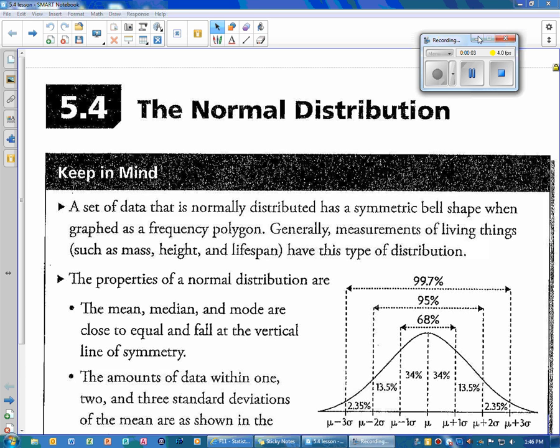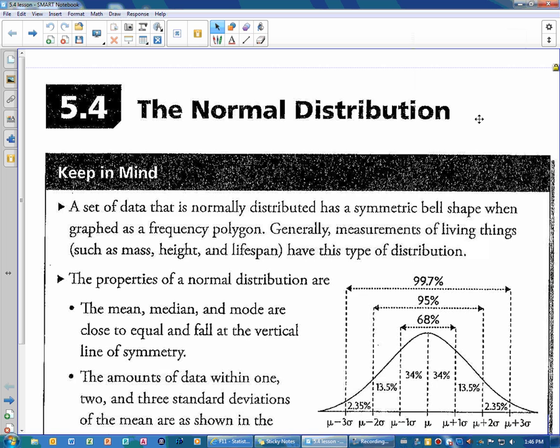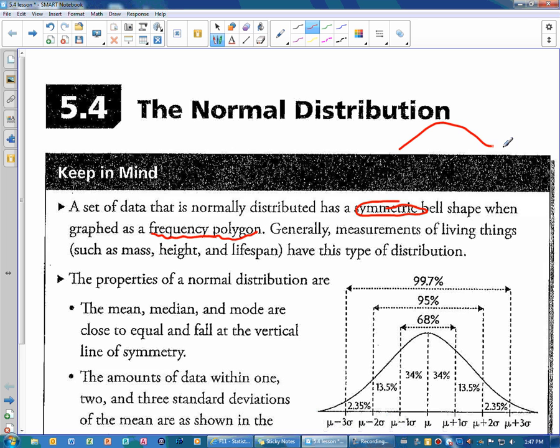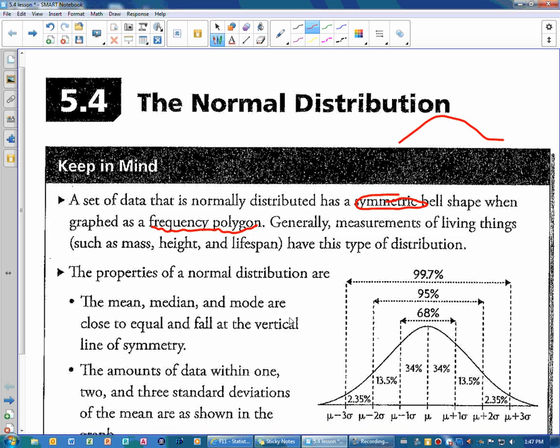Okay, so let's talk about the normal distribution, or section 5.4 in your notes. It says to keep in mind that a set of data that is normally distributed has a symmetrical bell shape when graphed as a frequency polygon. That's the reason why you've had to make those histograms and then pick the middle of each of them to make this frequency polygon. Okay, symmetric bell shape means that it looks something like this. Generally, measurements of living things like mass, height, and lifespan have this type of distribution.